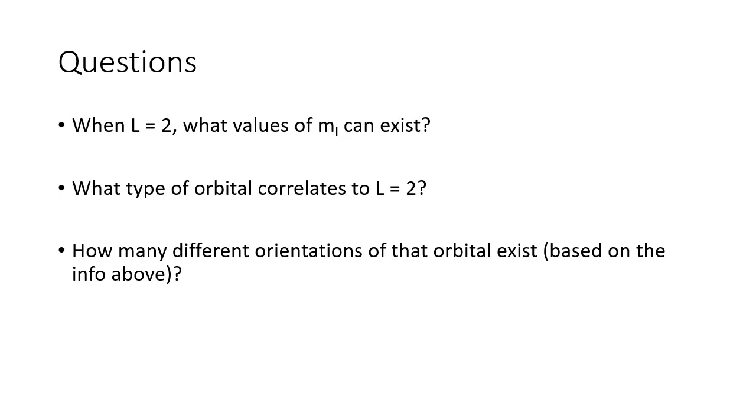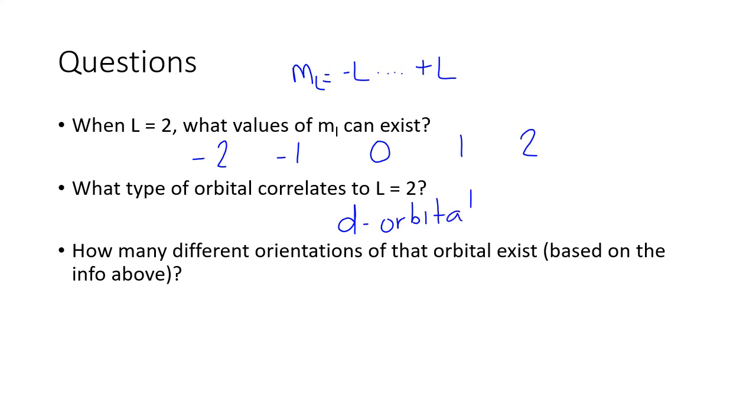The L values and m sub L values can be used to determine how many different orientations can exist. So let's take a look at an example. When L equals 2, what values of m sub L can exist? m sub L is defined as negative L to positive L and any integer in between. And so negative 2, negative 1, 0, 1, and 2 could all exist as possible m sub L values. What type of orbital correlates to L equals 2? That would be a d orbital. That just comes from the definition that L equals 2 correlates with d.